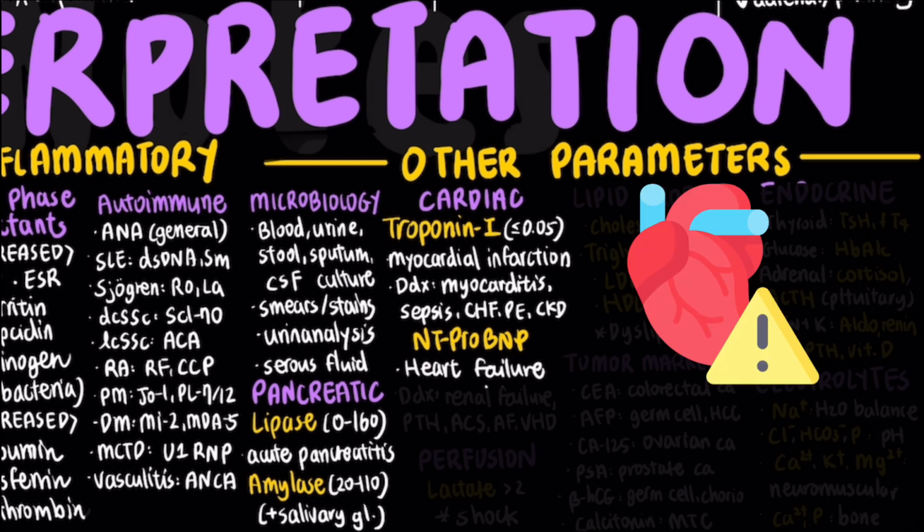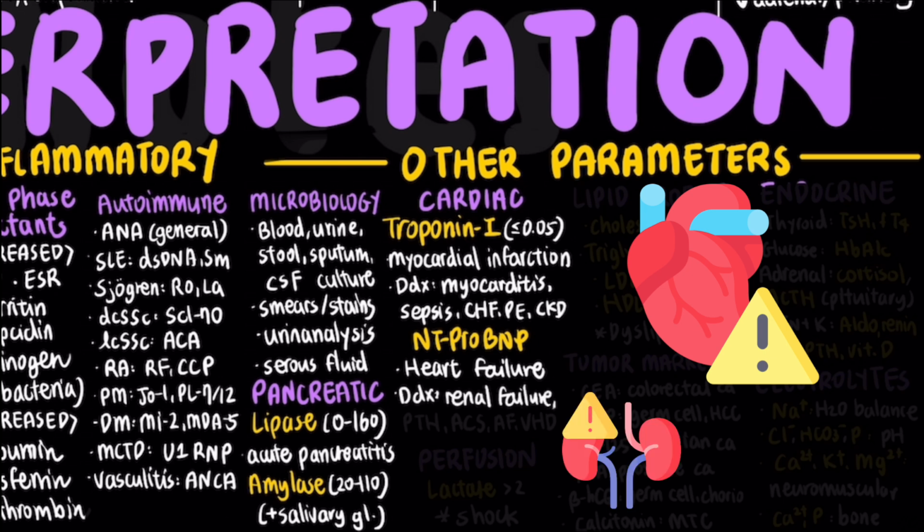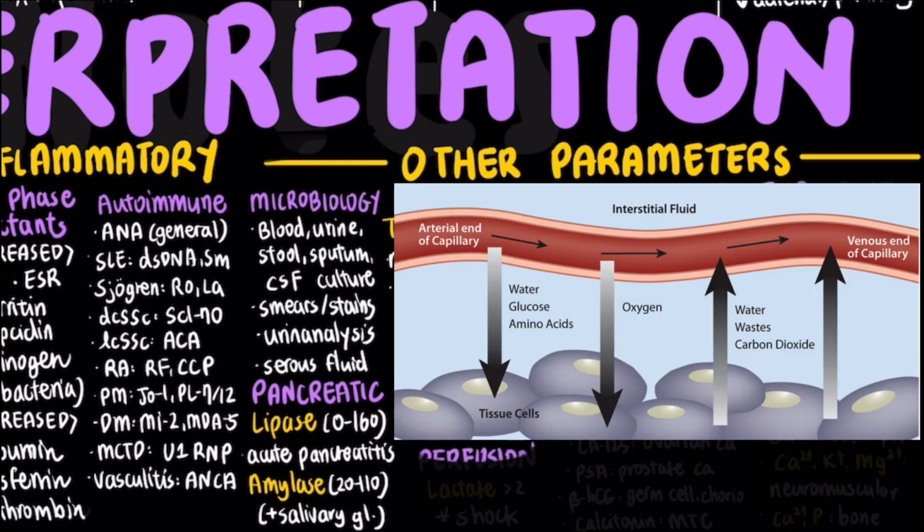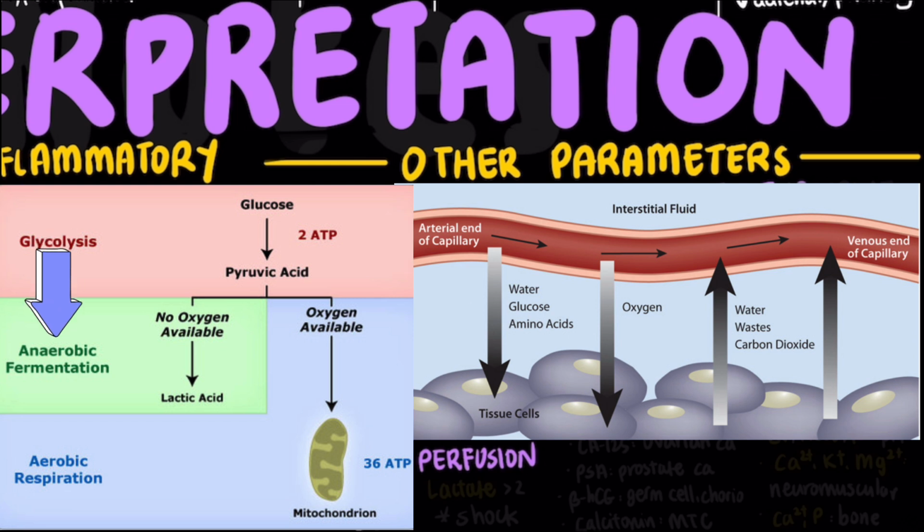Higher levels suggest worse cardiac function, but may also be elevated in renal failure, pulmonary hypertension, acute coronary syndrome, atrial fibrillation, and valvular heart diseases. Perfusion refers to how well oxygenated blood is reaching tissues. When tissue perfusion is inadequate, we start to see anaerobic metabolism. And one of the key markers of that is lactate, which is elevated in shock states, sepsis, hypoperfusion, or cardiac arrest.